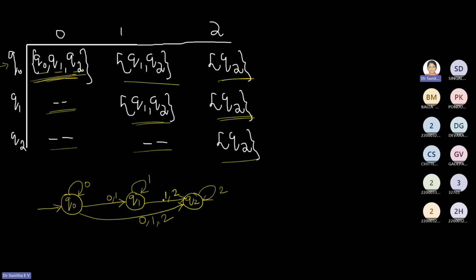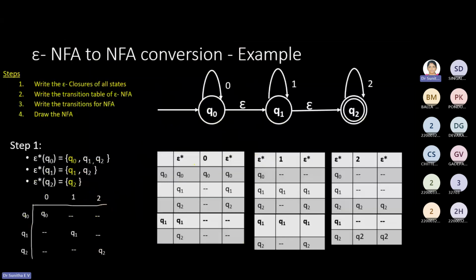And how do we find the final state? If we take the epsilon closures, here Q2 is the final state in the given NFA. So you check the epsilon closures, and wherever we find Q2, here we find Q2, so make this Q0 a final state. Here also we find Q2, so make this Q1 a final state. And Q2 is already a final state. That means wherever we find the final state on the right hand side, the corresponding state has to be made a final state. So in this particular case, all the states become final states. Understood?